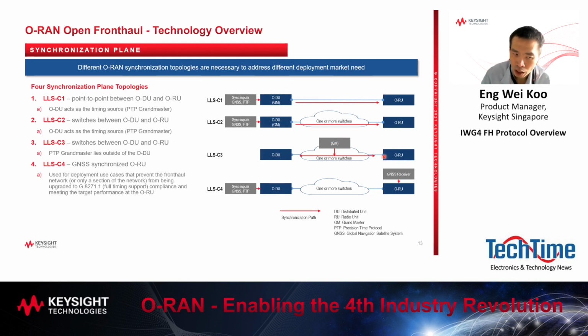And configuration LLS C4 basically applies when you have one or more switches within the fronthaul path that do not support PTP signals passing, so you will synchronize the ORU to GPS. And the ODU can decide whether to take its own clocking source or get it through the ORU through other routes. But it doesn't change the fact that the ORU and ODU in any of the configurations must be synchronized in a very tight fashion.